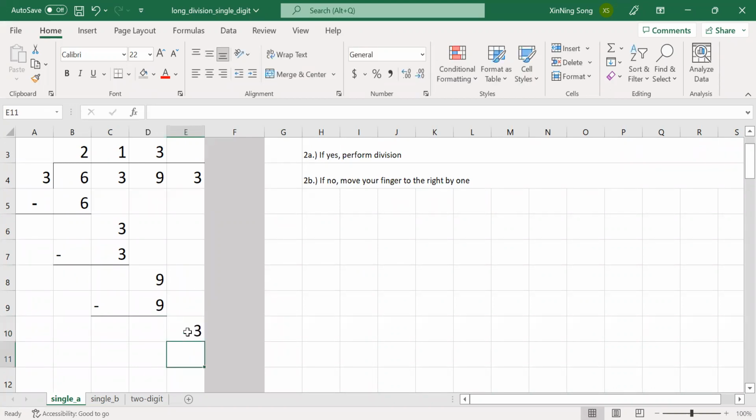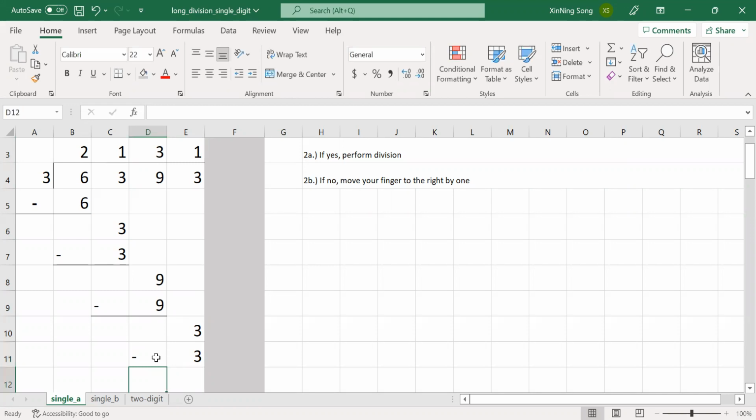And you ask yourself, how many 3s fit into 3? 1. You write exactly what you said: 1 set of 3 fits into 3. You want the number as big as possible, so there's only one 3. And then 1 times 3 equals 3.